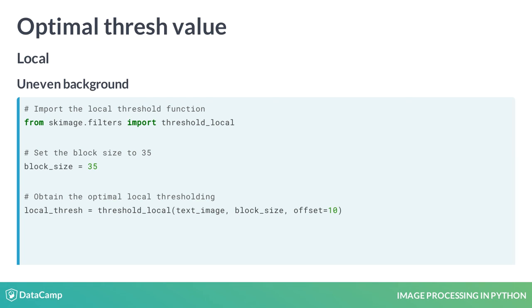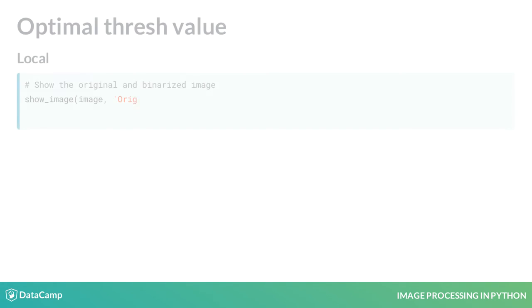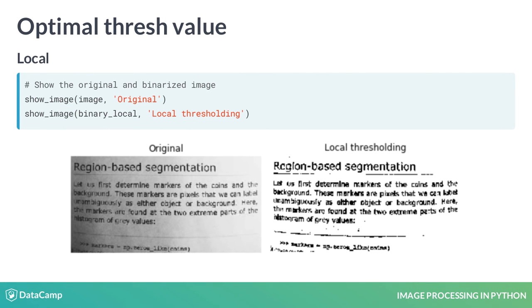Here in the threshold local function, we set a block size of 35 pixels and an offset of 10. Then apply the local thresh. Showing the original and the resulting image, we can see that it works well in this image that has different lighting conditions.